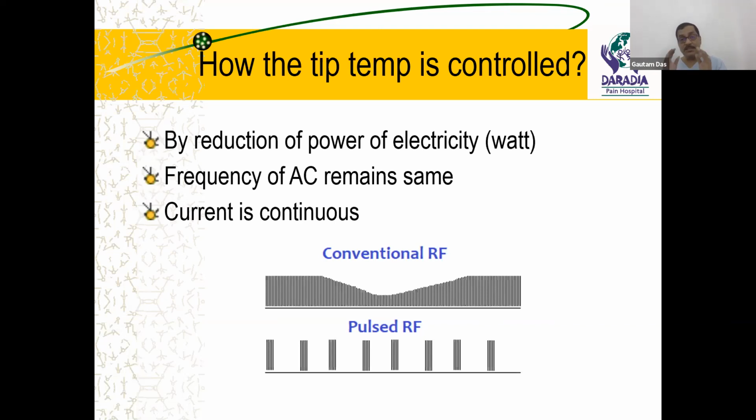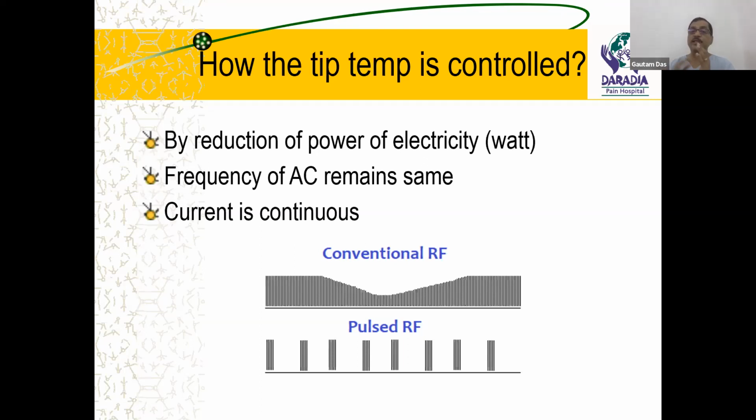So in a conventional radio frequency, the tip temperature is kept at a constant level by fluctuation of the power of the electricity. Once we attain the desired temperature, the power of the electricity will start falling to keep the temperature at a constant level. Understand? And what are we compromising? Because we are reducing the power, the size of the lesion. I told you, the size of the lesion is directly proportionate to the power of the electricity.